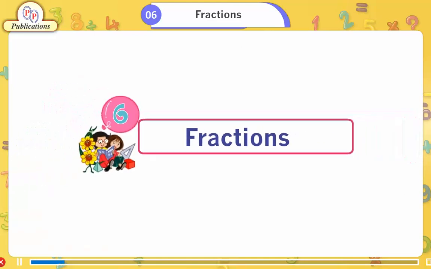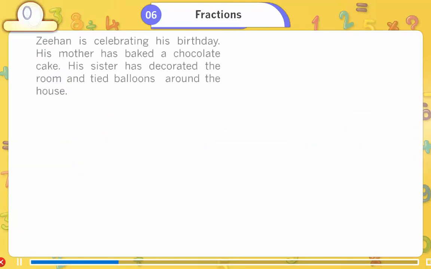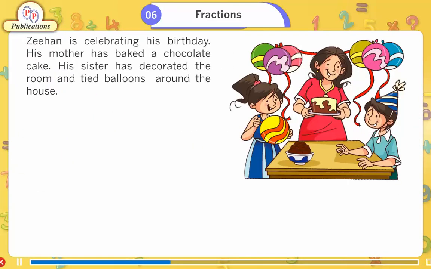Chapter 6: Fractions. Zihan is celebrating his birthday. His mother has baked a chocolate cake. His sister has decorated the room and tied balloons around the house.